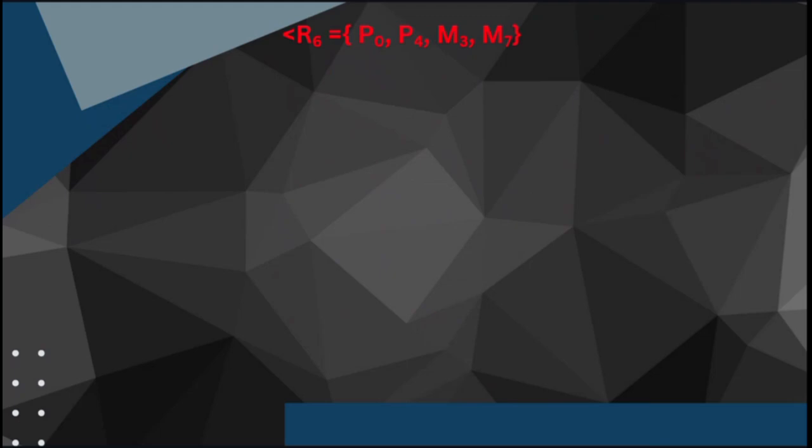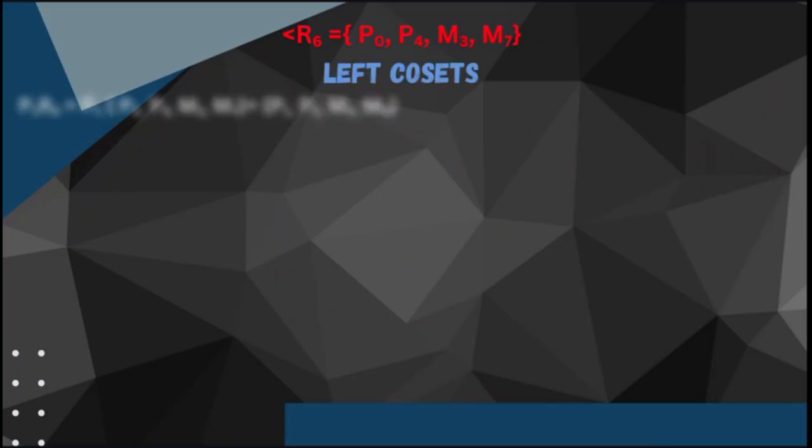For the next subgroup, we have R sub 6, whose elements are row sub 0, row sub 4, mu sub 3, and mu sub 7. For left cosets, we have row sub 1 multiplied by R sub 6.